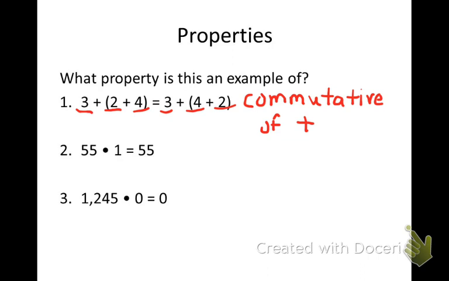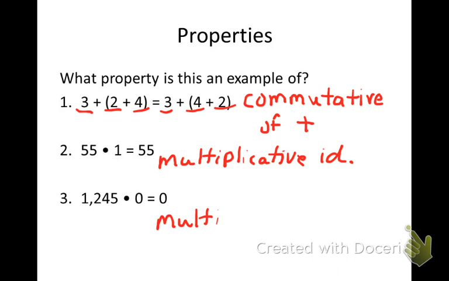Number 2, when you see a 1, that's probably going to be a biggie that gives it away to you. Multiplicative identity, because you're multiplying by 1. So multiplicative, you can kind of sound it out. And if you want to abbreviate identity, you can. I don't want you to abbreviate the main words. Number 3, what are we doing? We're multiplying by 0 and get 0, so that's multiplicative property of 0. So multiplicative, and again, I usually leave the word property out. You can put it in if you want. So multiplicative property of 0.